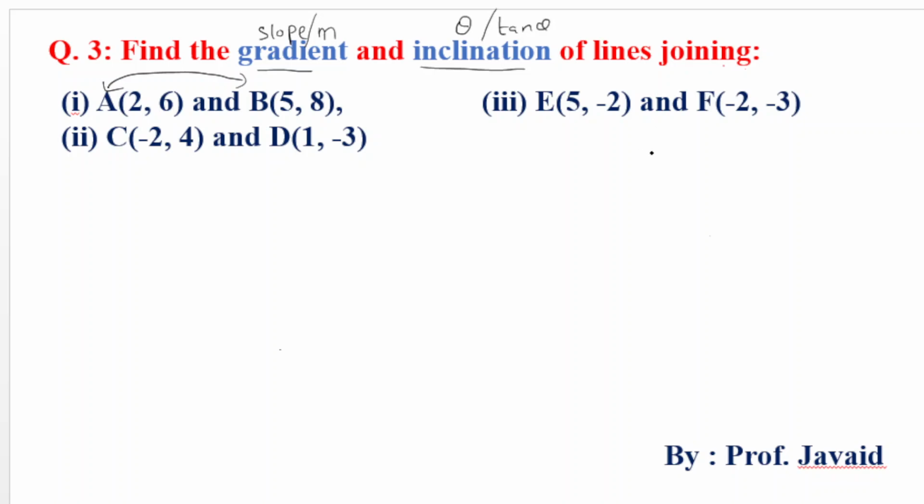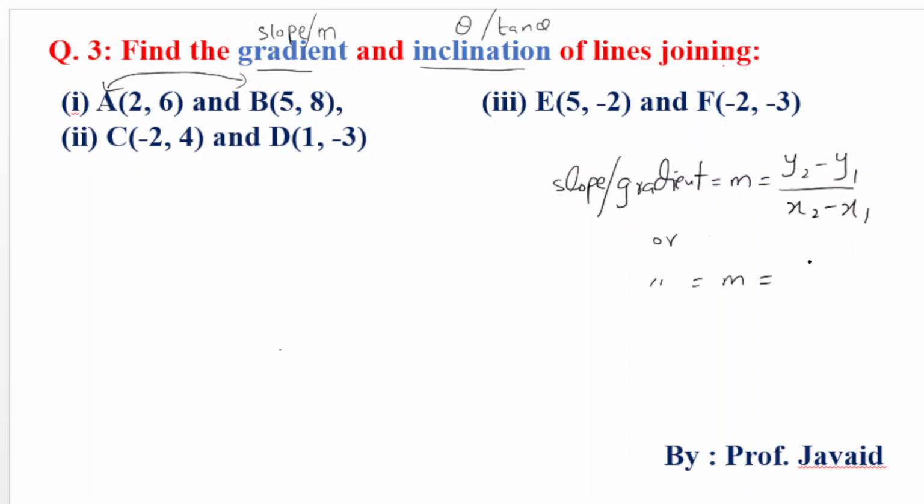Let's see, if we have two points, let me write here slope or gradient is equal to m. You can write anything, I'm just writing all this for your understanding. It is y2 minus y1 over x2 minus x1, or you can also write y1 minus y2 over x1 minus x2.